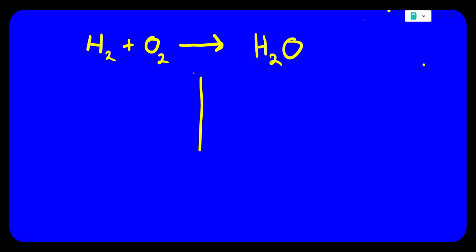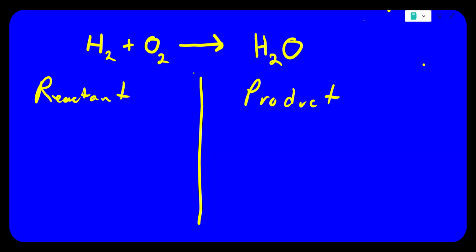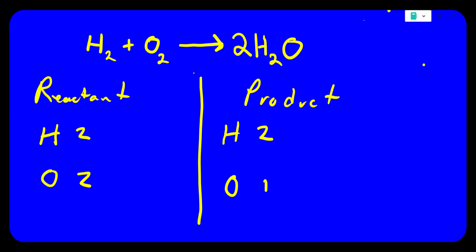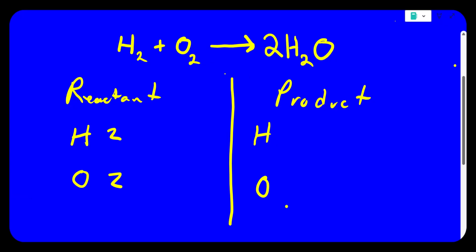So let's just divide this in half, where we can have the reactants on this side, and products on this side. So we have hydrogen and oxygen in the reactants, and we have hydrogen and oxygen in the products. With the products, we have 2 hydrogens and 1 oxygen. The reactants, we have 2 hydrogens and 2 oxygens. The first thing that we notice is the products do not have enough oxygens. Now we have to put a coefficient of 2 in front of the water molecule. This would then change the number of atoms, where we have 2 oxygens and 4 hydrogens.